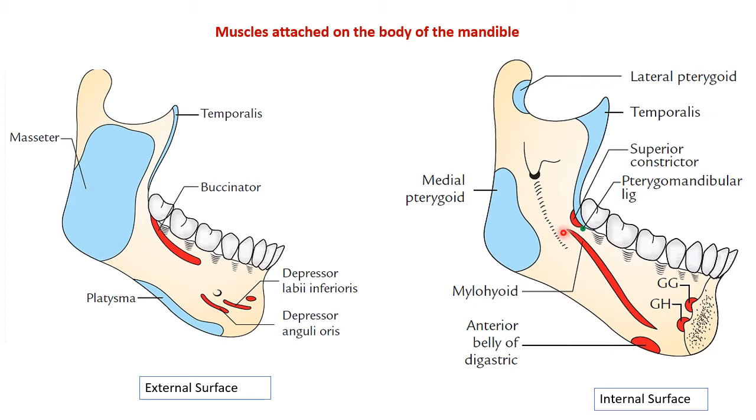Above the posterior part of the mylohyoid line arises the superior constrictor muscle of the pharynx, and just in front of it, below the last molar teeth, arises the pterygomandibular ligament. To this area is the pterygomandibular ligament attached. So this was the attachment of various muscles and ligaments on the external and internal surface of the body of the mandible.